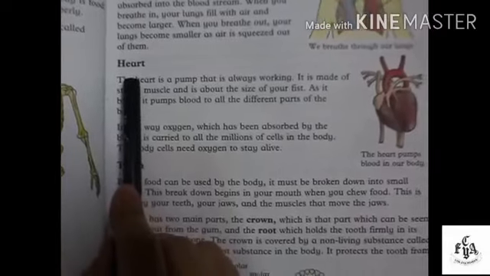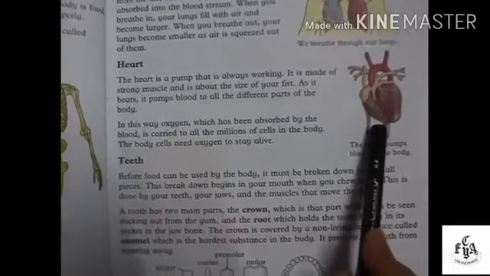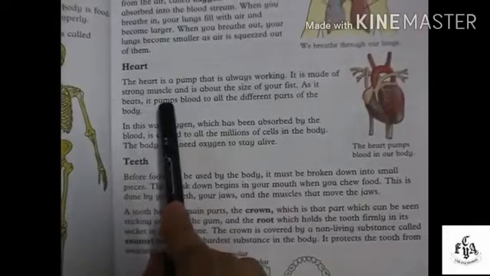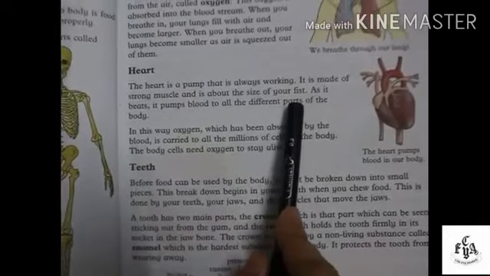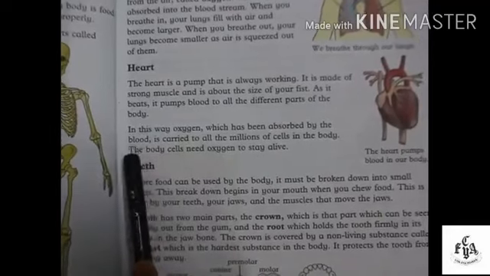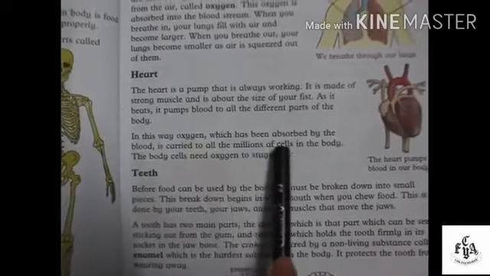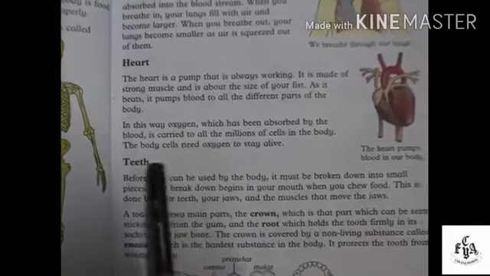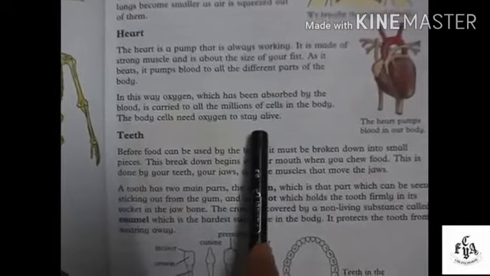Now come towards the heart. You can see it in the picture. The heart is a pump that is always working. It is made of strong muscles and is about the size of your fist. As it beats, it pumps blood to all the different parts of the body. In this way, oxygen, which has been absorbed by the blood, is carried to all the millions of cells in the body, and the body cells need oxygen to stay alive.